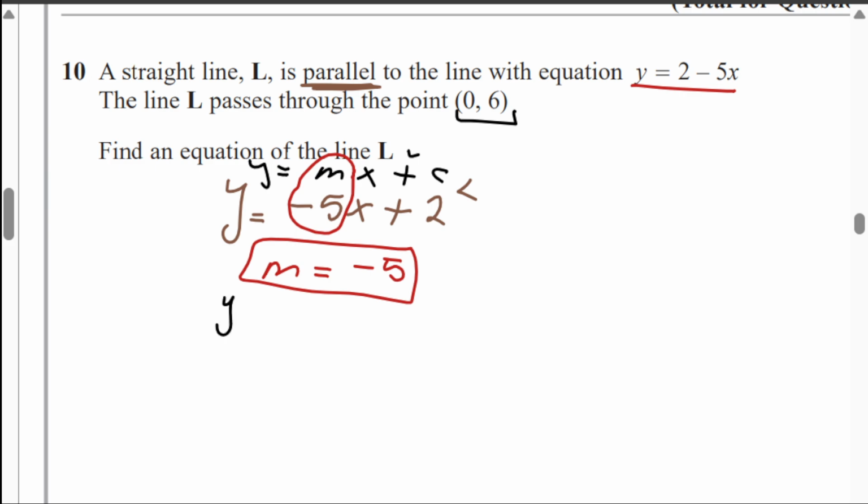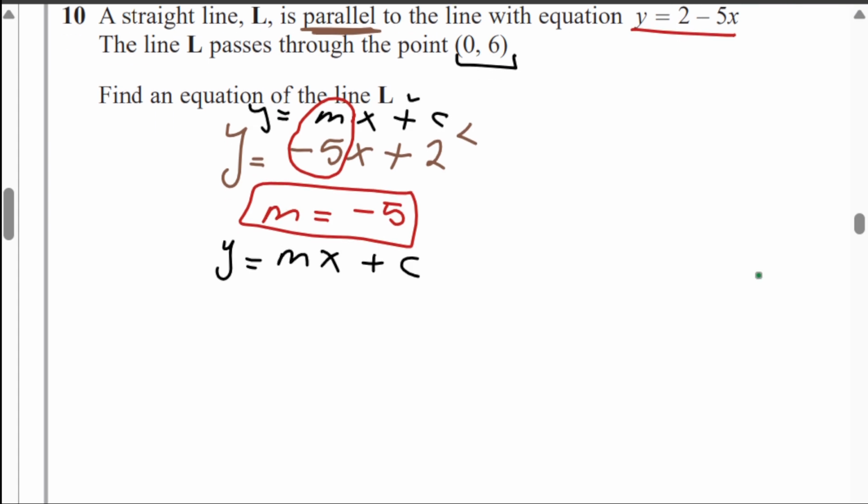So the equation is y equals mx plus c. Do we know m? Yes, we know. What's m? We just got it. It's negative 5. So we know m. Do we know x and y? Yes, they are here from this point. This is x and this is y. So if we know y, m and x, we can find c.